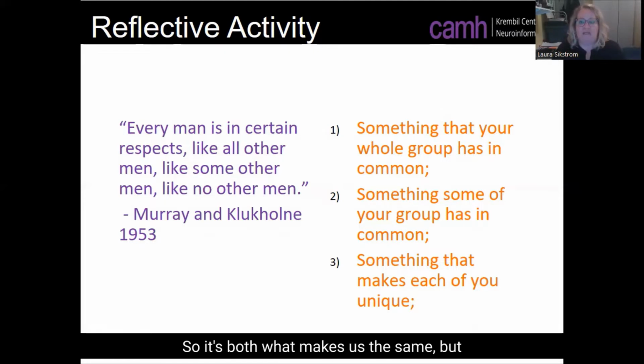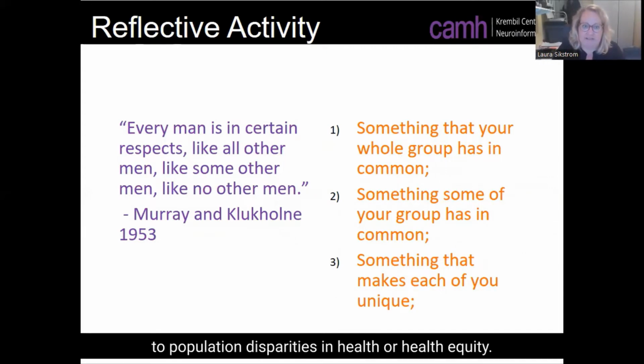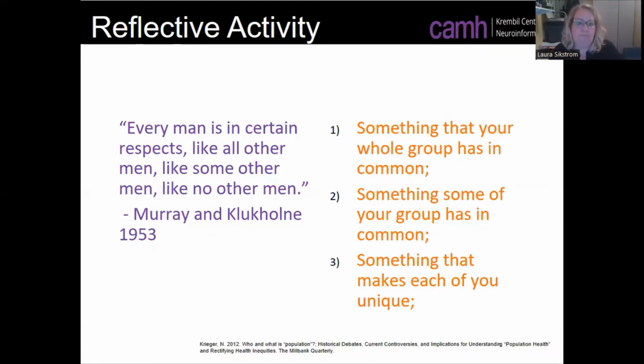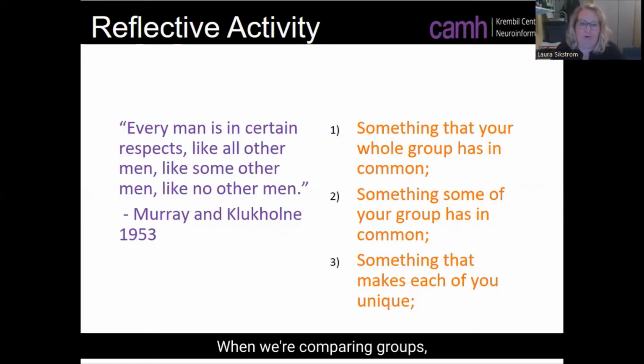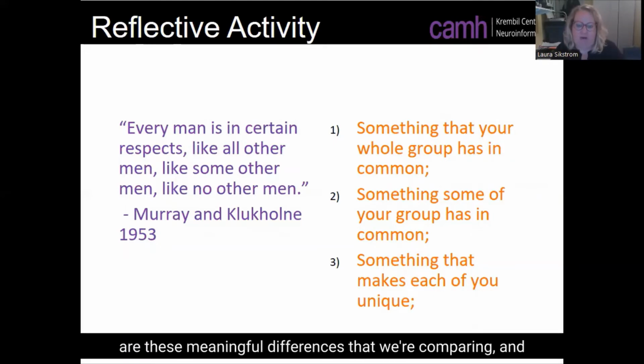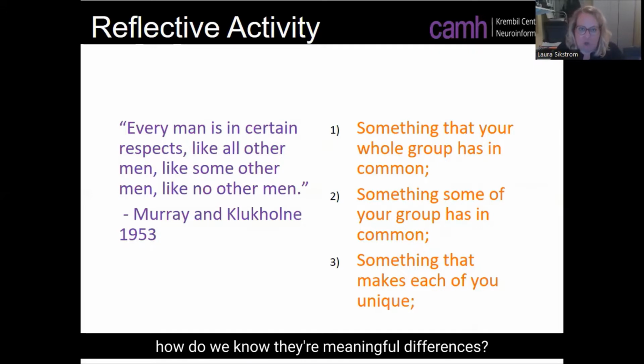So it's both what makes us the same, but also the factors that make us different, that lead to population disparities in health or in health inequity. This is just something to think about when we're comparing groups. Are these meaningful differences that we're comparing? And how do we know they're meaningful differences? This is how we identify biases that are discriminatory and think about solutions for solving them.